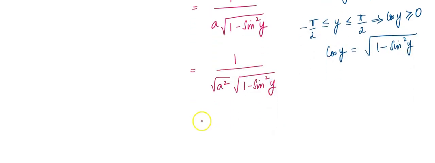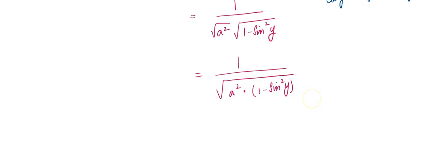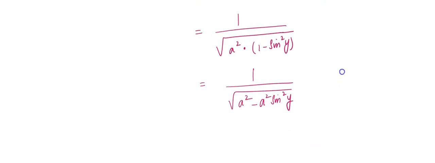And then that can be brought together under 1 square root, which is a squared times 1 minus sine squared y. All this is algebraic manipulation. So that gives us the square root of a squared minus a squared sine squared y.